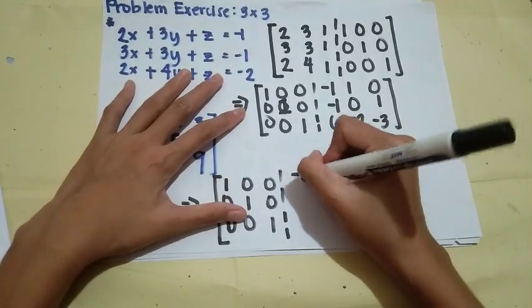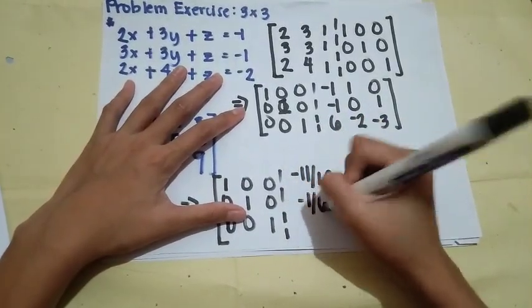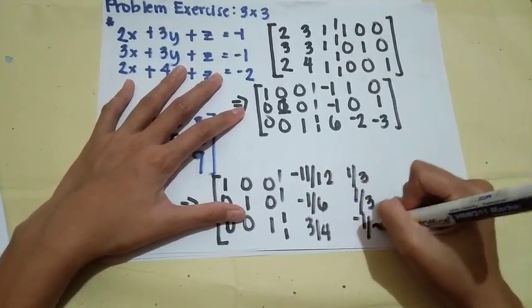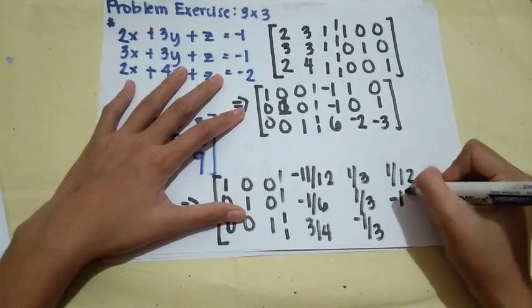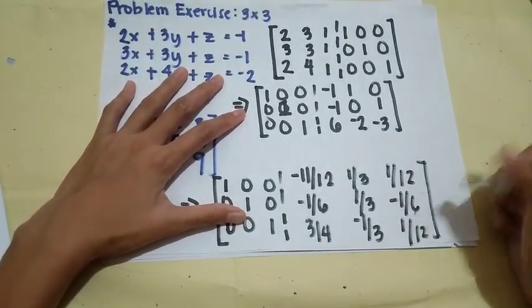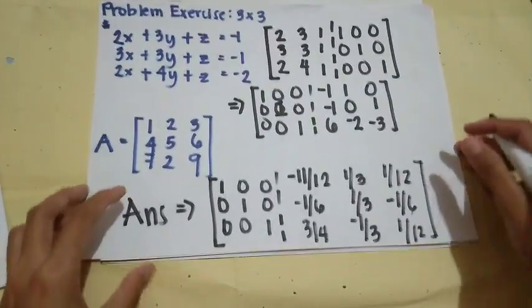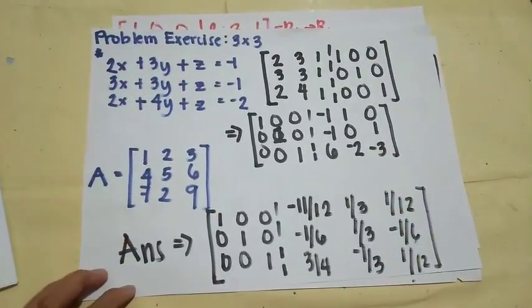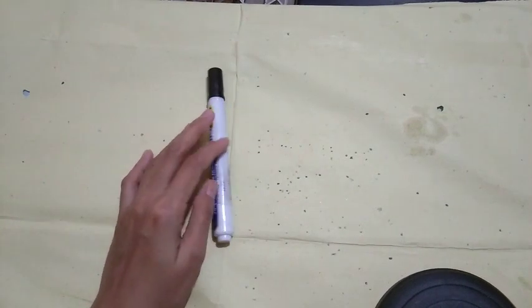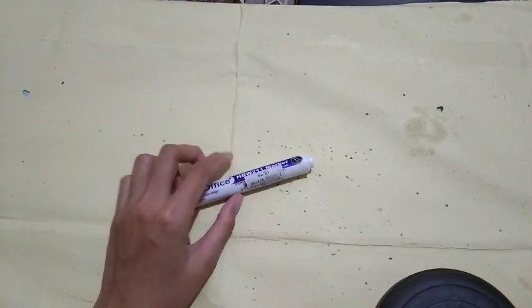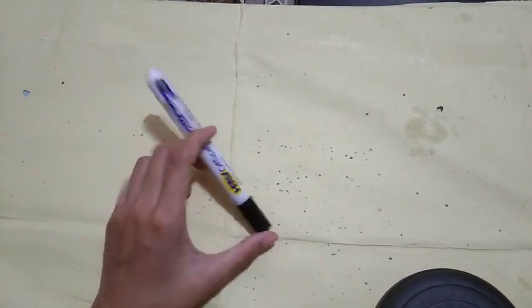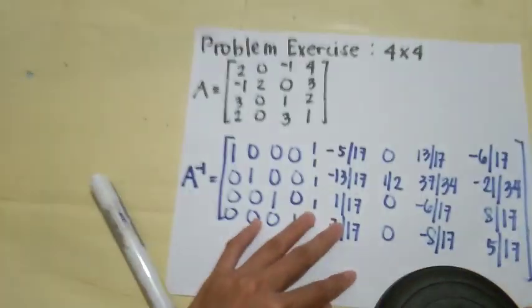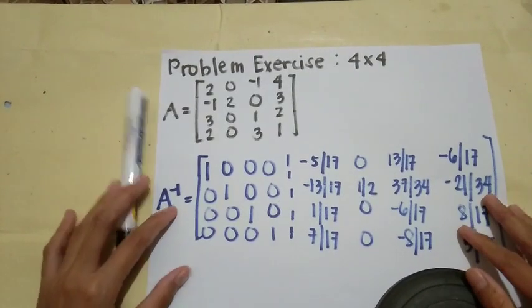Okay, so this is the answer: negative 11 over 12, negative 1 over 6, 3 over 4, 1 over 3, 1 over 3, negative 1 over 3, 1 over 12, negative 1 over 6, and 1 over 12. So this is the answer for the second problem exercise. You just have to perform it on your own, then check the answer. Okay, we are done with the examples and problem exercise for 2x2 and 3x3 matrix and finding the inverse of the matrix A. Next we have here your problem exercise.